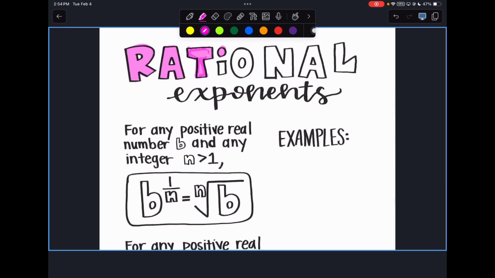So rational exponent. If I go in one go with these highlighters, it doesn't double up on the coloring. So I'm trying to go in one color. All right. Rational.